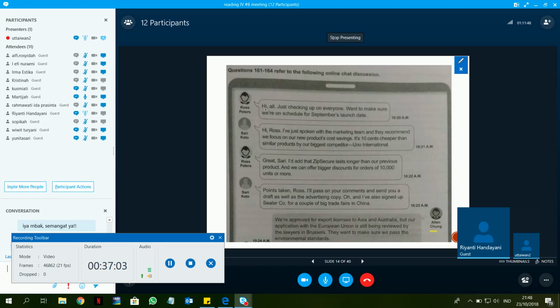Oke, stop dulu. Sekarang Zip Secure. Pertanyaannya, apakah Zip Secure itu? Just checking up on everyone. Want to make sure we're on schedule for September launch date. Jadi dia akan September itu akan launching something. Nah, kemudian yang di-launching itu, great, Sari, I'd add that Zip Secure lasts longer than our previous product.